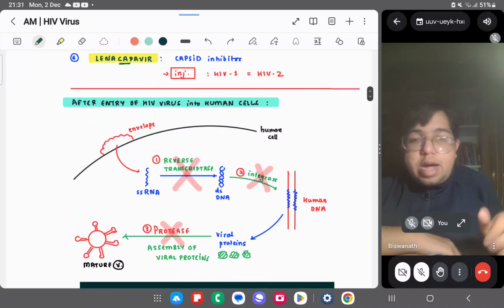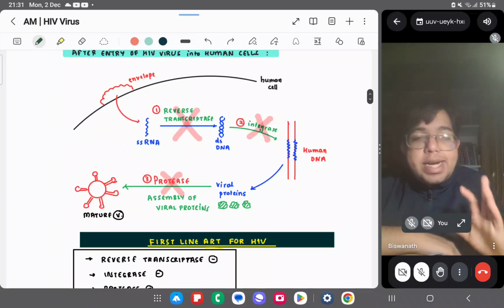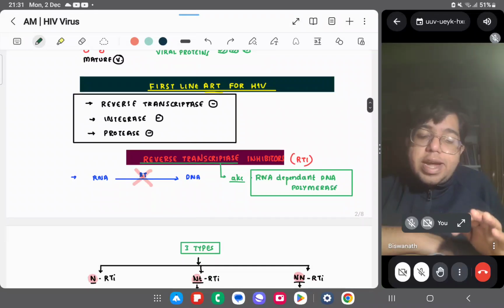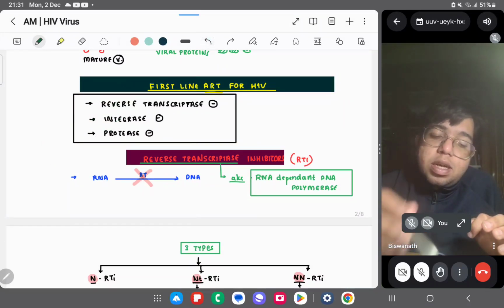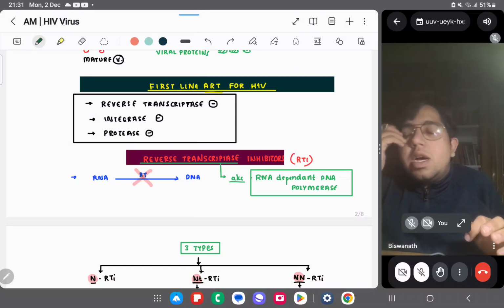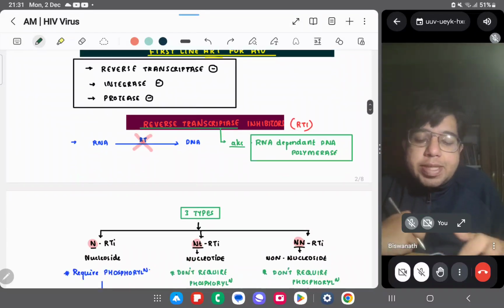So let's say after the virus has entered. Okay. So for first line we will use reverse transcriptase, integrase, and protease inhibitors because in many cases the virus has already entered. These entry inhibitors are basically the second line drugs.